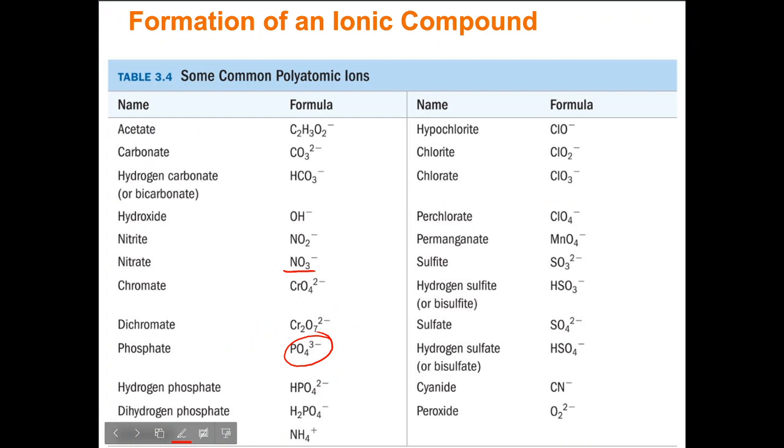Find sulfate. Okay, so sulfite, sulfate. So it's 2 minus. Once you get to know those, you won't have to keep referring back to a table like this. But until you do, there's nothing wrong with that. Okay, so sulfate 2 minus. Good. SO4 2 minus.